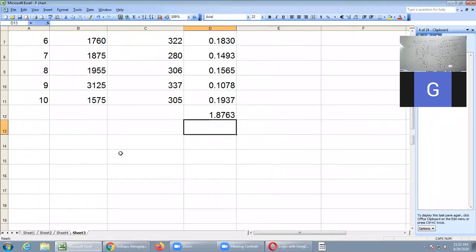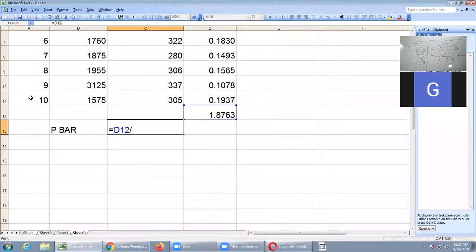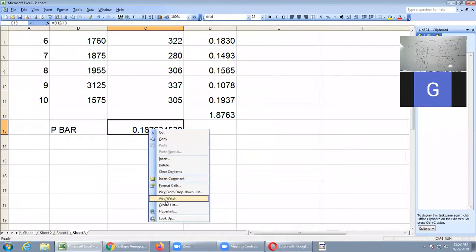Okay. So after that you have to calculate P bar. All of you know P bar formula equal to P total divided by, now how many samples I have considered? Only 10. 10 is the constant that you have to type. So automatically you are getting P bar.